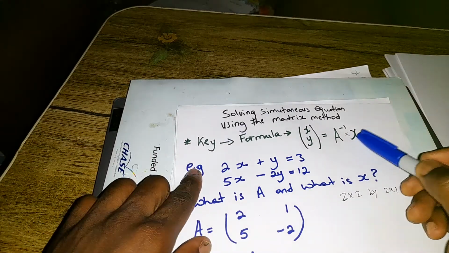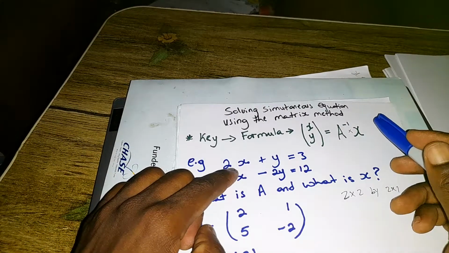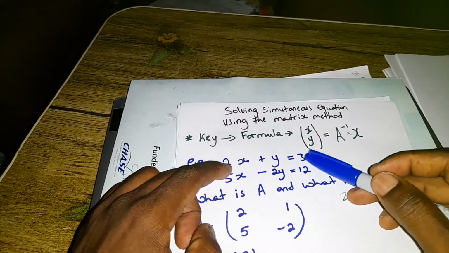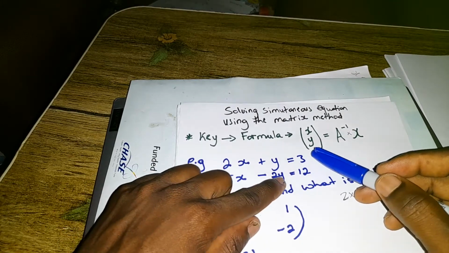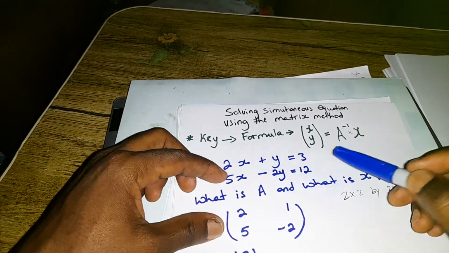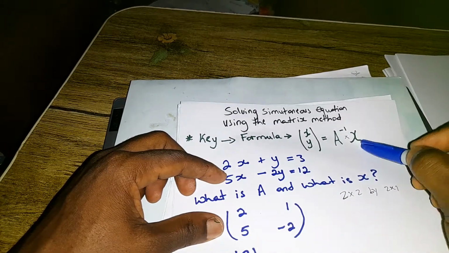Now look at, so we'll know all of that. Example. Look at this matrix. This is a CXC question too, so bear that in mind. 2x plus y equals 3. 5x minus 2y equals 12. What is A and what is x? So we want to know what is A and what is x.